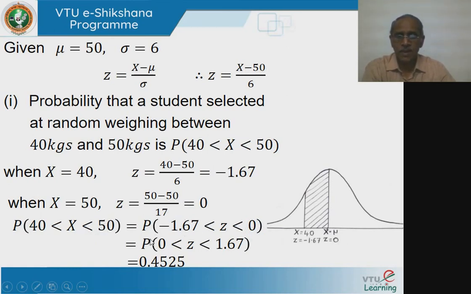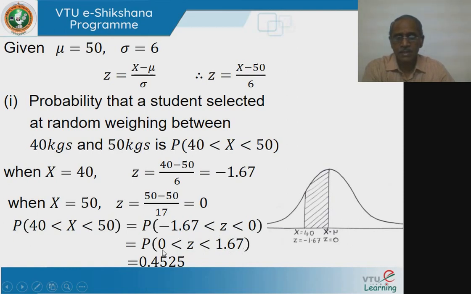When x is equal to 40, z is minus 1.67. When x is equal to 50, 50 is the mean, so z is equal to 0. So this area is equal to the area between z equal to 0 and z equal to plus 1.67. Therefore, this can be written as the probability of 0 less than z less than 1.67.